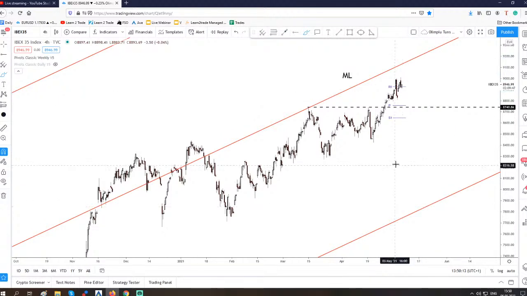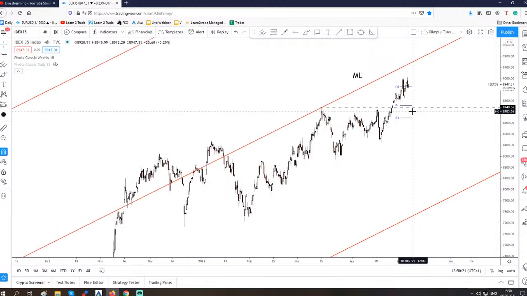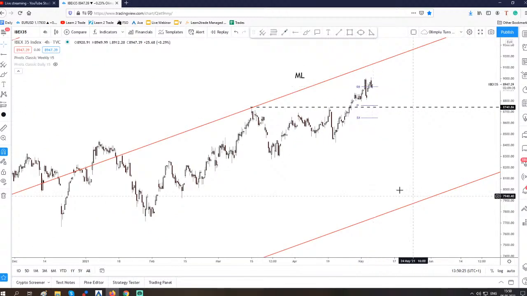We don't have an opportunity here right now, because it's risky to buy it here at these highs, but it's risky also to sell it because the bias is still bullish.